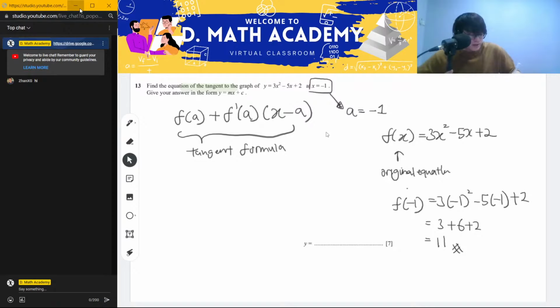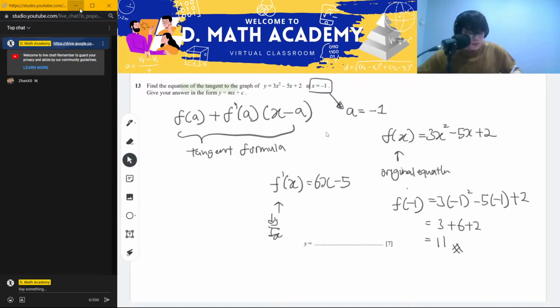Okay, and then you will see them putting this f prime a. F prime a means the differentiated value. Okay, means your dy/dx of the original equation there. So you should end up with 6x minus 5. For those who are wondering how I get to 6x minus 5, please take note you are transferring out the power that you have there, and then you're transferring this 1 to the front as well. Okay, you should end up with 6x minus 5.